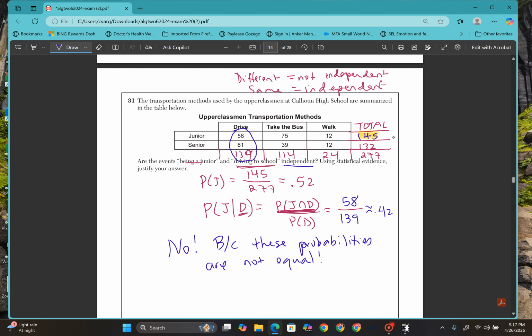If they were the same, if 0.52 and 0.42 were the same number, like both 0.42 or both 0.52, then they would be independent, but they are not, okay? That means that driving has an effect on the probability of being a junior, okay?